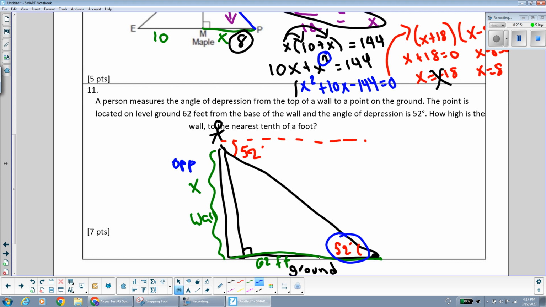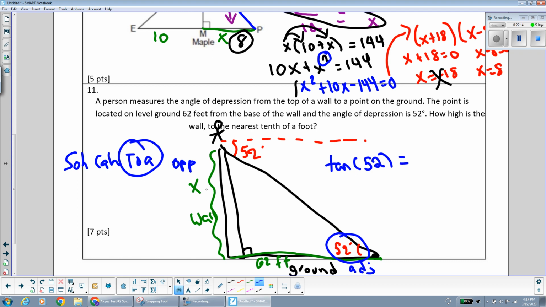And I'm given adjacent. I'm given the 62 feet. So if you write down your SOHCAHTOA and you look for which one uses opposite and adjacent, it would be tangent. So tangent, and remember, we need to include our focus angle in the parentheses because for opposite and adjacent, we wouldn't know what it was without that focus angle. And that's equal to X. That's what we're looking for. That's opposite over adjacent, which is 62 feet.